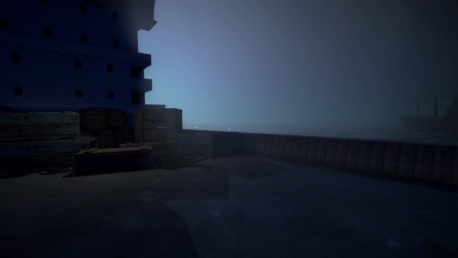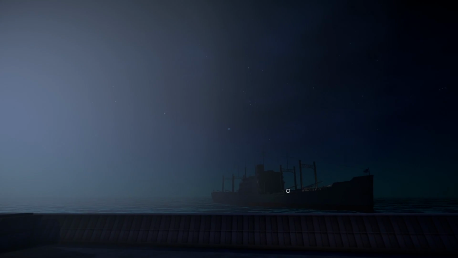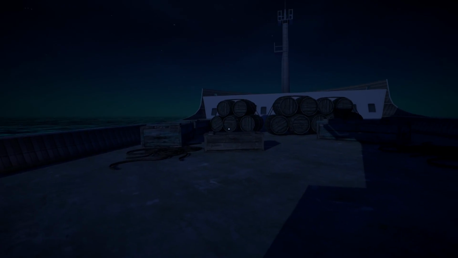Alright, that seems like a scene change. Beautiful starry sky in the night.